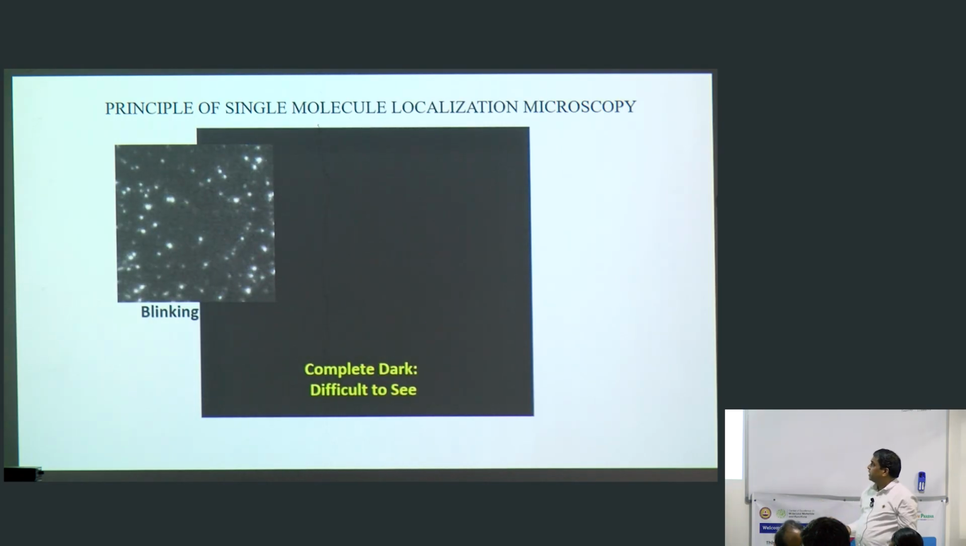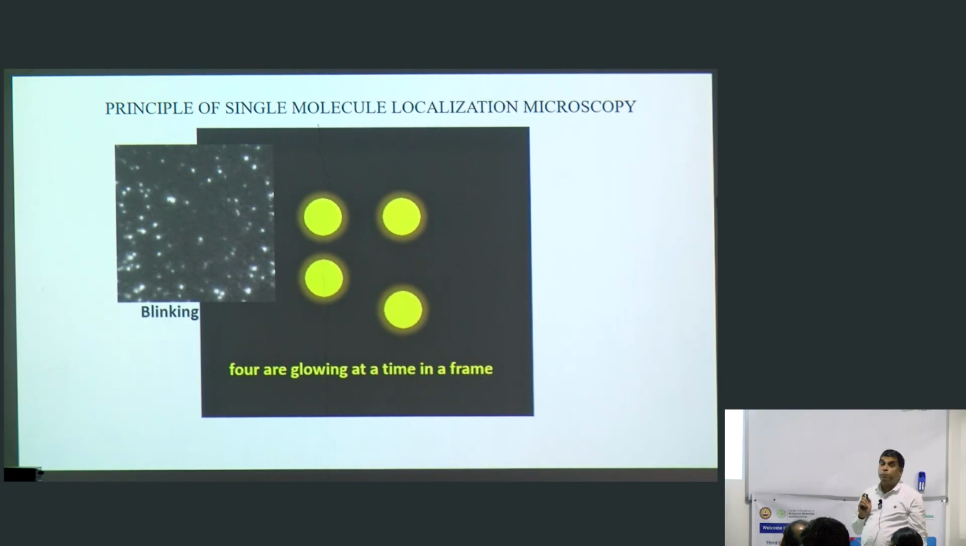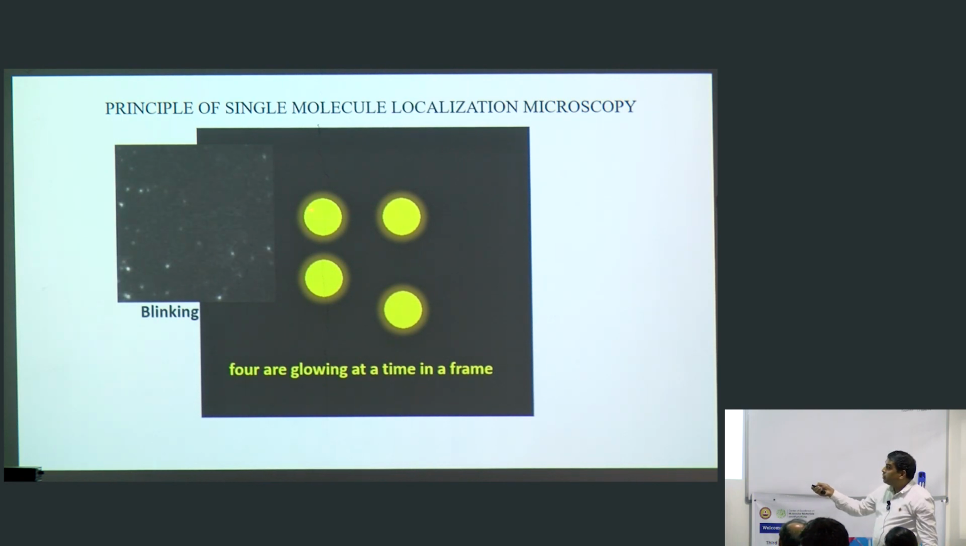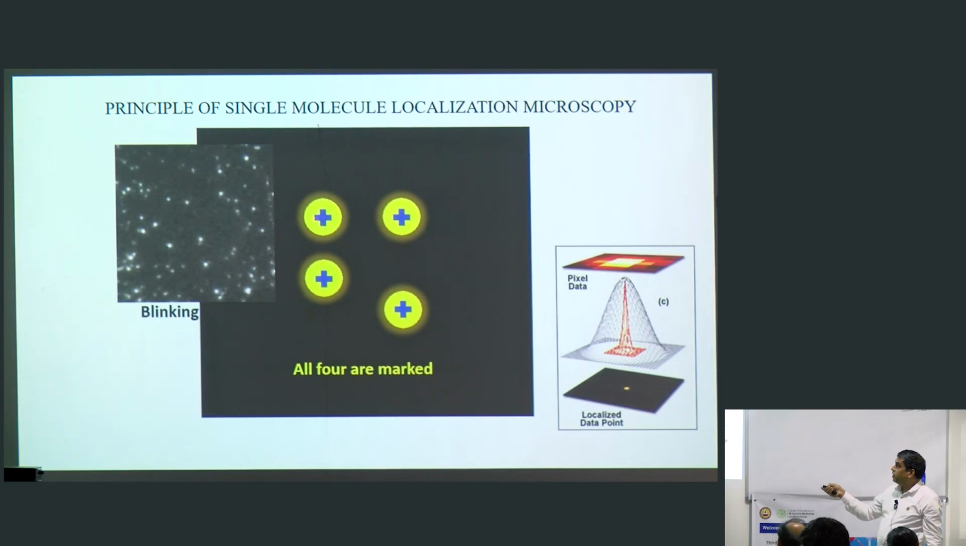You can see that in the next frame it is completely dark, and now these 4 particles basically glow. Out of those 16, at a certain point of time these 4 are glowing. So we can capture the point spread function and take the maximum position in the middle, because the point spread function intensity is at the middle position. So I can mark them, right? So I have marked them.